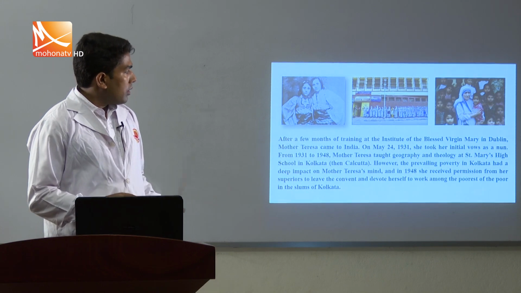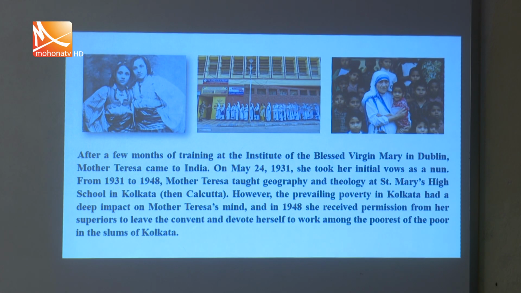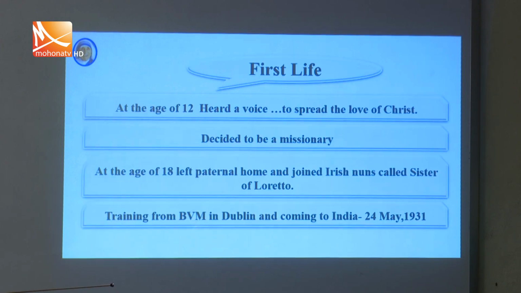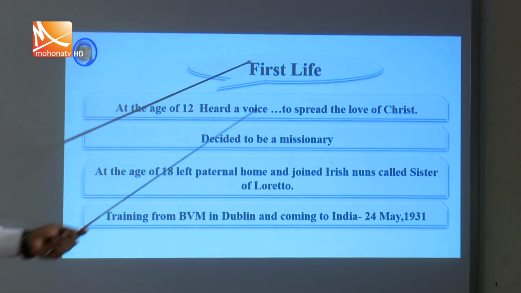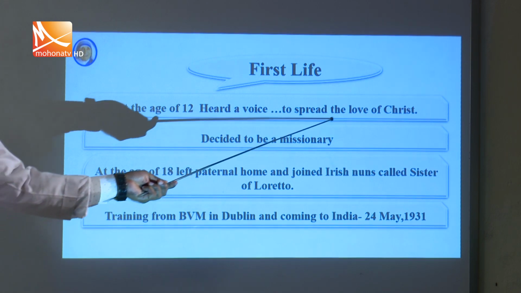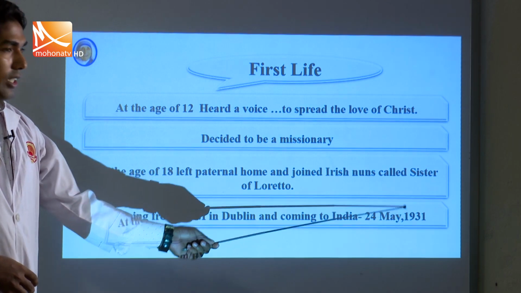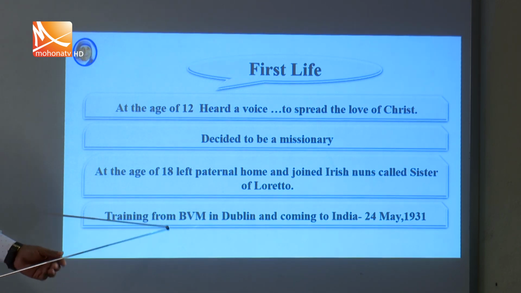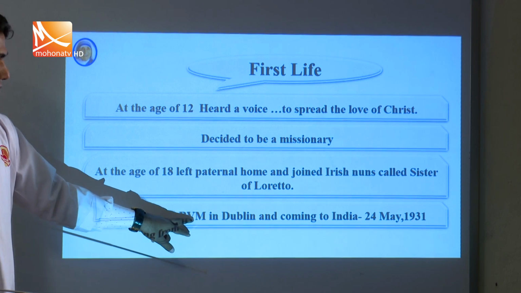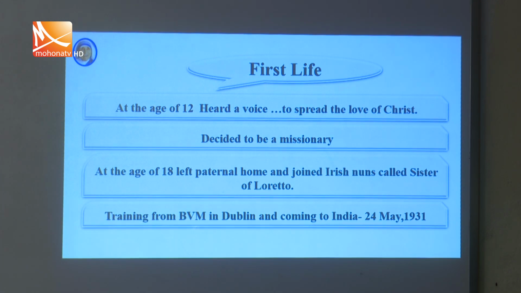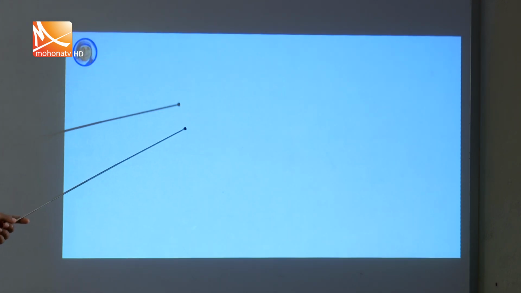we have already read the lesson and got some inner meaning. Now we will see some question answer from the lesson. But before that, we will just see her early life. At the age of 12, she heard a voice to spread the love of Christ and decided to be a missionary. At the age of 18, she left her parental home, joined the Irish nuns called Sisters of Loreto, trained at BVM in Dublin and came to India on 24 May 1931. I also want to emphasize this word: BVM means Blessed Virgin Mary Institution. Then we will see her work life and then go through the question pattern.